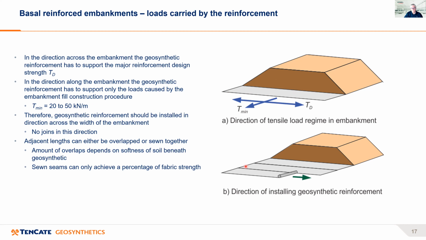So practically, what should be done on site to cater for this is to use a unidirectional reinforcement material. And this reinforcement material should be placed across the width of the embankment in one continuous sheet with no joints. And then adjacent pieces can either be overlapped or with seams sewn, because this is where minimal tensile loads occur in this direction.